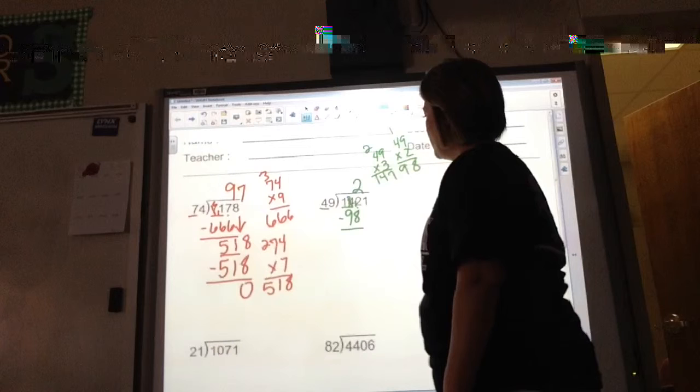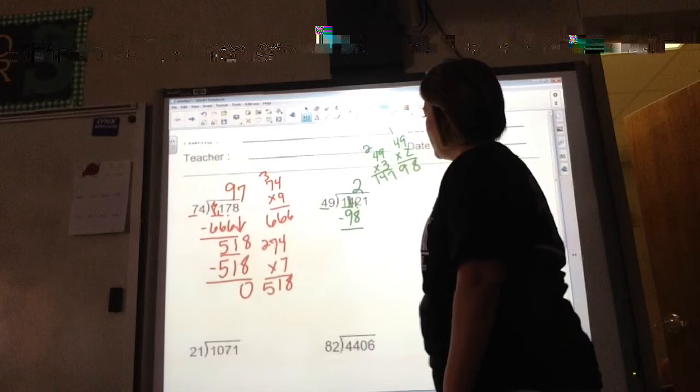All right, 6 times 6, 36. 6 goes down, 3 goes up. 6 times 2 is 12, plus 3 is 15. Right, too big. So let's try 26 times 5. And I get 130. Will that work? Sure will, because it's less than 132.